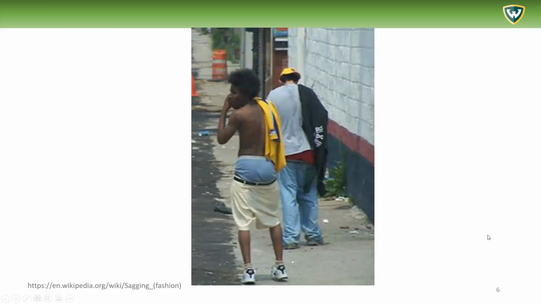Here's an image of two gentlemen in Detroit wearing sagging pants, the pants where they put them under their butt. Is this ethically right or ethically wrong? Because it's not the proper way to wear the pants, right? So does this pose an ethical problem?